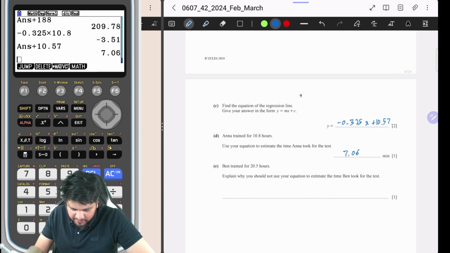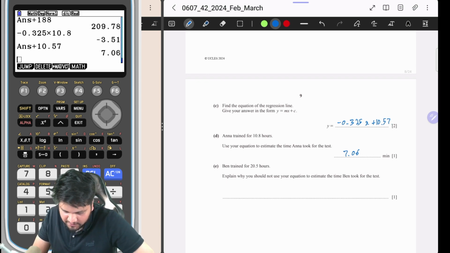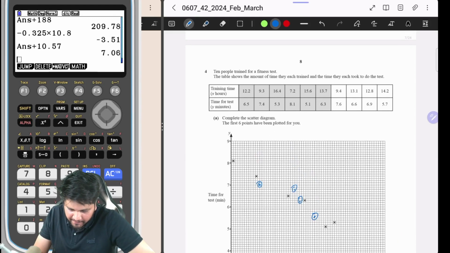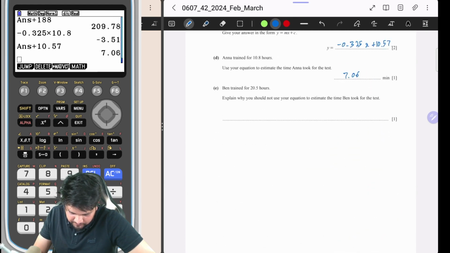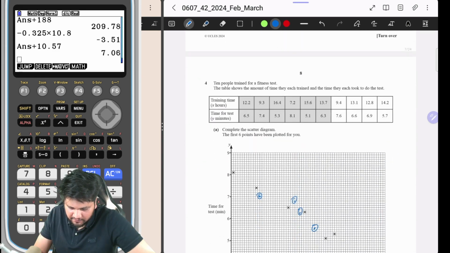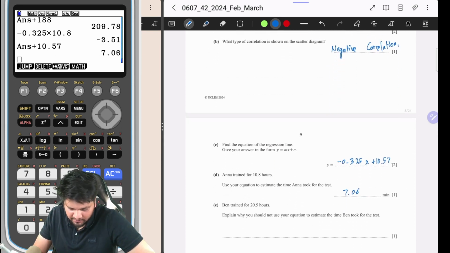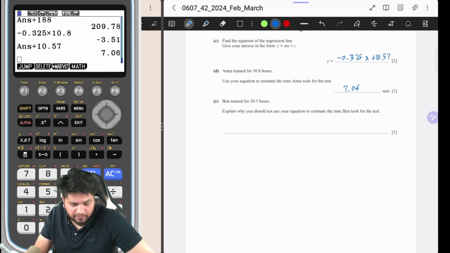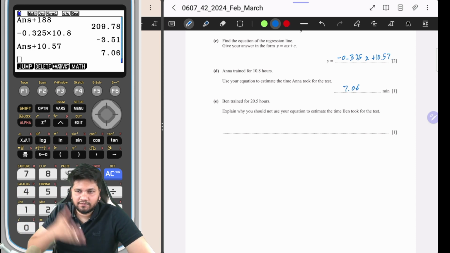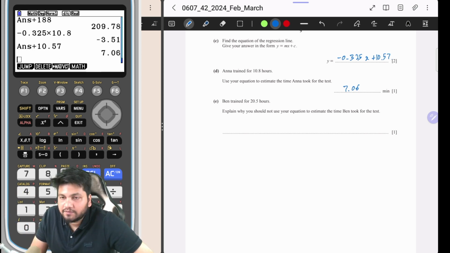So now Ben trained for 20.5 hours. Explain why you should not use your equation to estimate the time Ben took for the test. Now see, the reason being, the data is limited till 30, it is still 16.4, so it's like an extrapolation. So here the regression won't work. You can put any reason, whichever you like, but at the end of the day, since 20.5 hours is quite beyond the range, we cannot use this estimate for him.